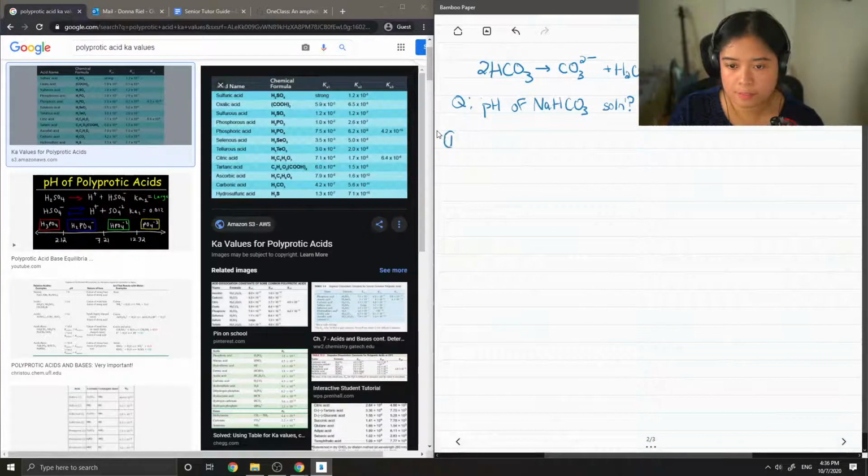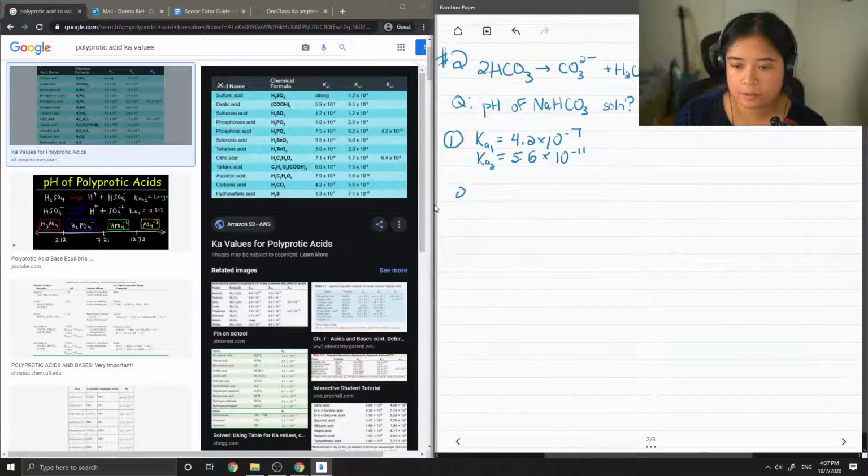So this is step 1. Question number 2. First, the Ka1 value for this question is 4.2 times 10 to the negative 7. And the Ka2 value is 5.6 times 10 to the negative 11.